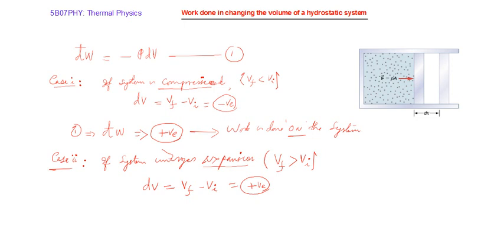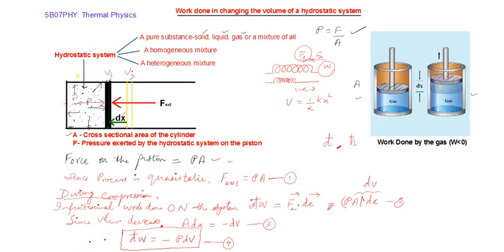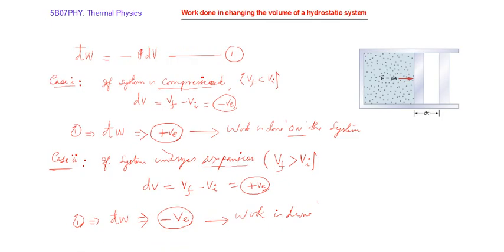Now what is your equation number 1 giving you? As is evident, d bar W is minus P dV. dV is positive here, so d bar W will retain the negative sign, so that will be negative. And why is it negative? The reason is well and clear, because work is done by the system.